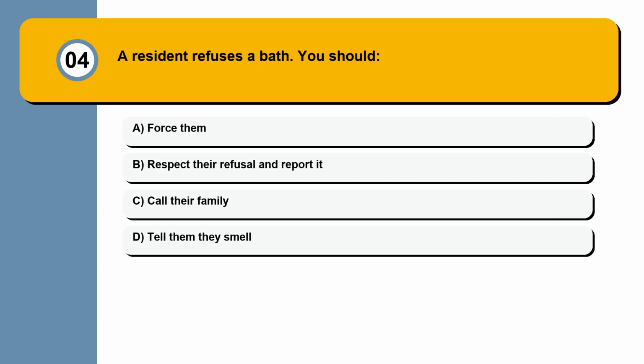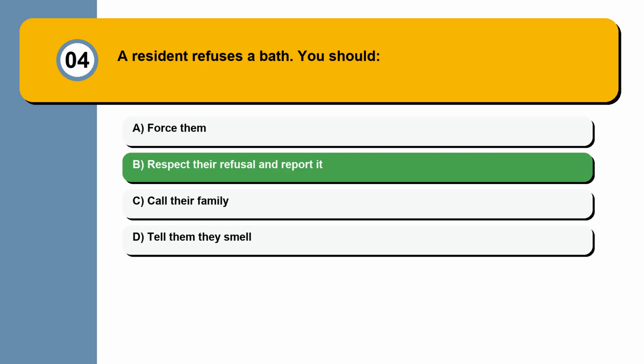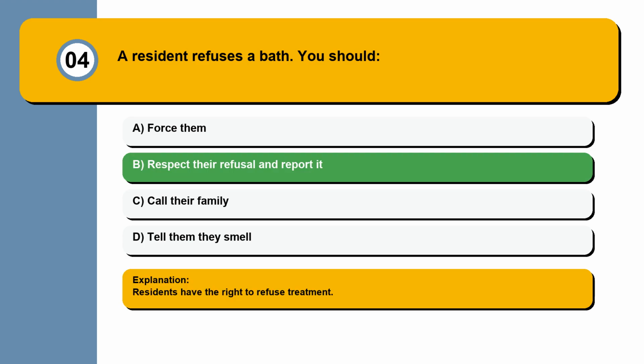Question 4. A resident refuses a bath. You should: force them, respect their refusal and report it, call their family, tell them they smell. Residents have the right to refuse treatment.